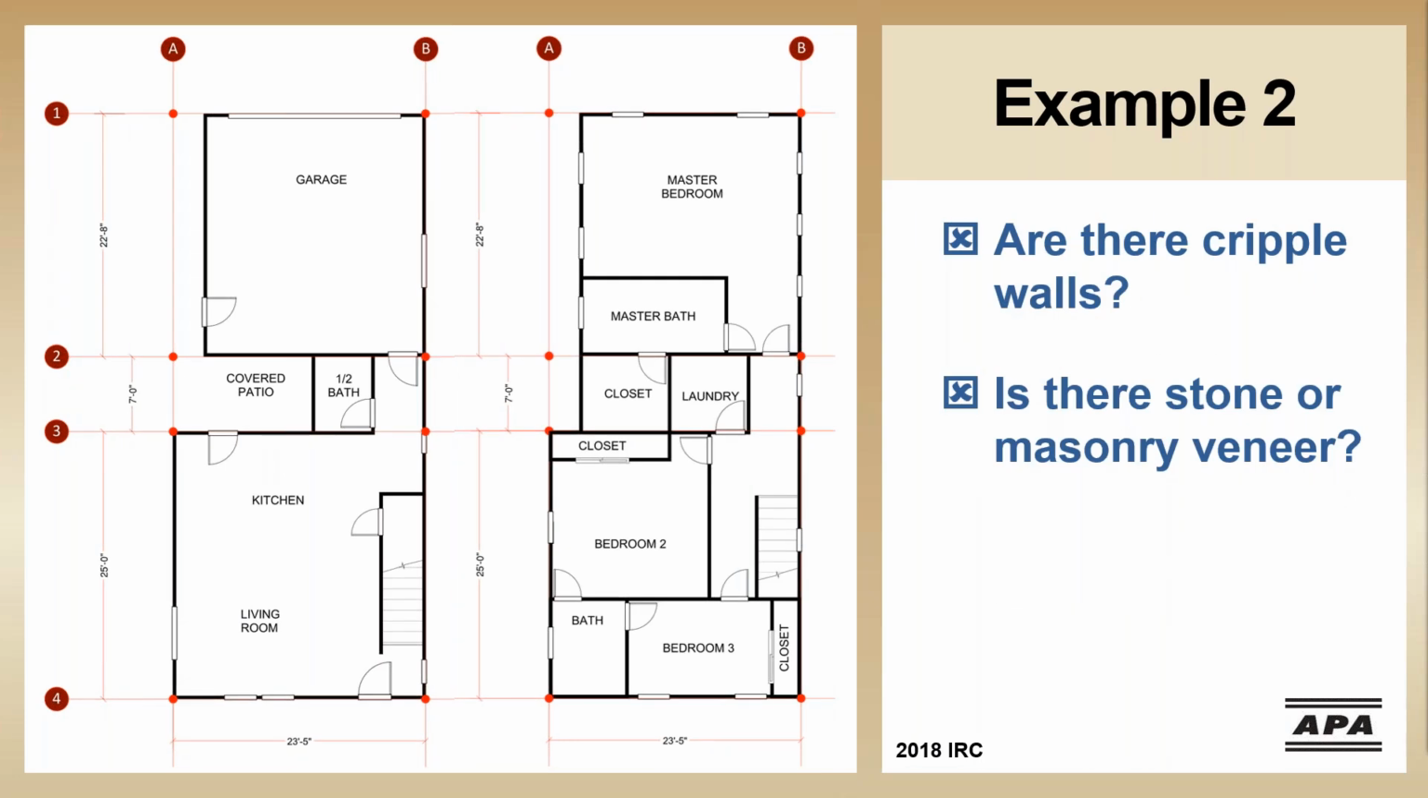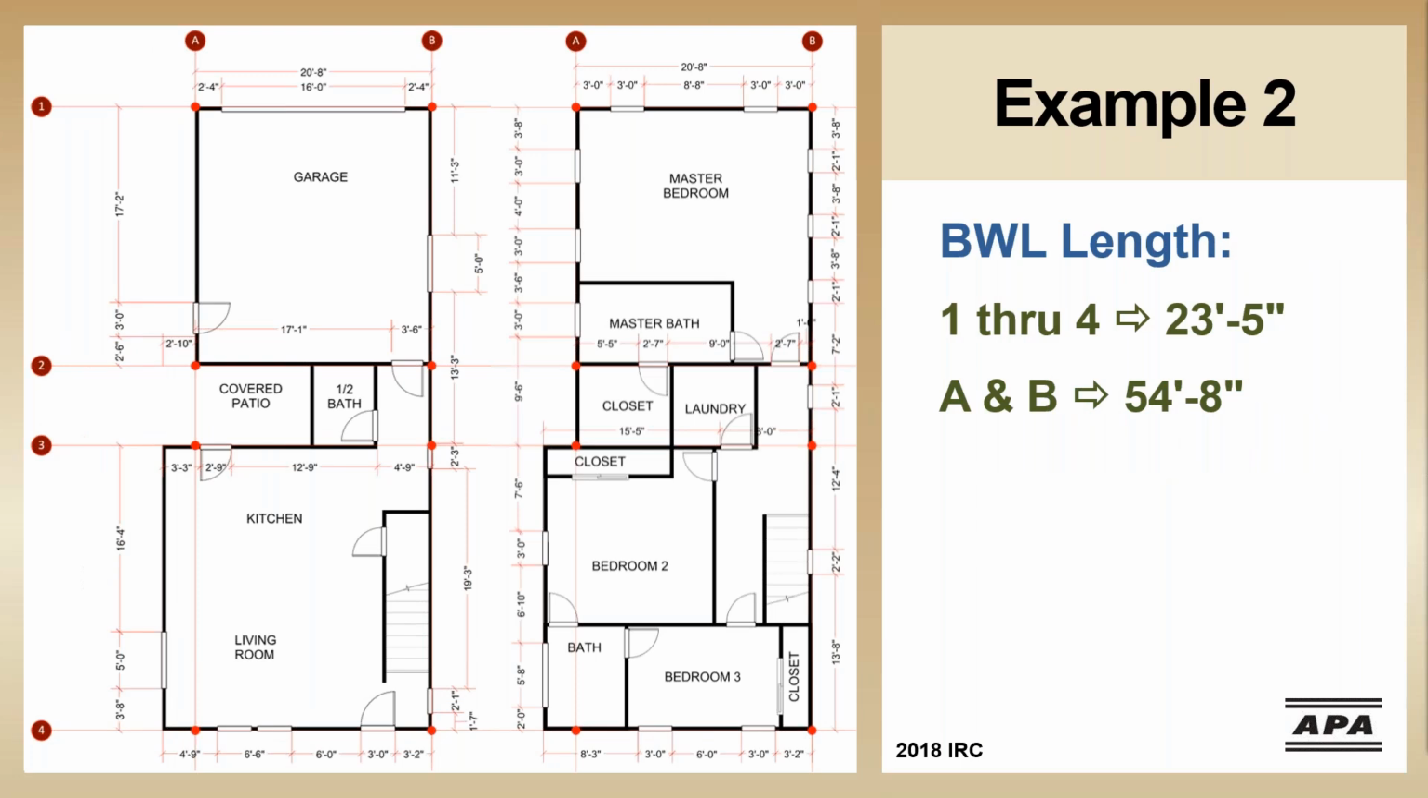We're also going to check that there are no cripple walls, which I mentioned before. We're also not putting any stone or masonry veneer on this project. Again, because this is seismic, we are very concerned about weight. So stone and masonry, or any concrete construction outside of the foundation or very isolated locations, is going to make a big difference when you talk about seismic design. With this layout, we're looking at a braced wall line length of 23 foot 5 inches for the short direction and 54 foot 8 inches for the long direction.